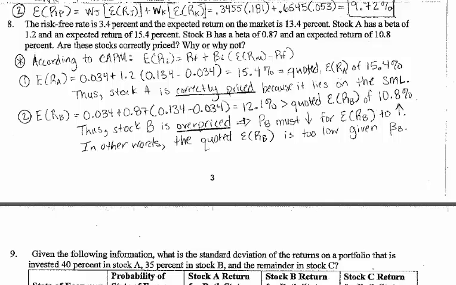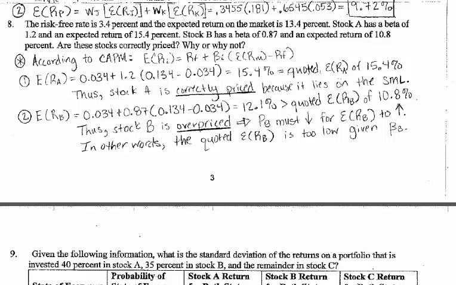Now, conceptually, number 8 is one of the harder problems. Hopefully, I'll break this down to where it makes a little bit more sense. So you've got the risk-free rate equal to 3.4%, and the expected return on the market is 13.4%. Stock A has a beta of 1.2 and an expected return of 15.4%. That's important, right? Stock B has a beta of 0.87 and an expected return of 10.8%. So are these stocks correctly priced? Why or why not? So now you've got these quoted prices, where you've been quoted a price of 15.4% for A, and you've been quoted 10.8% for B.